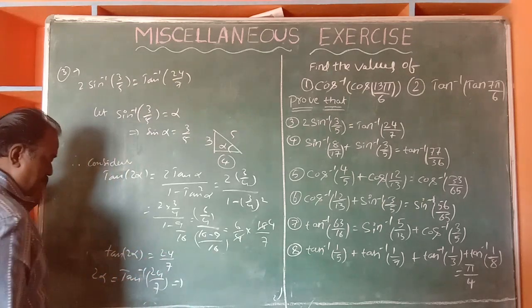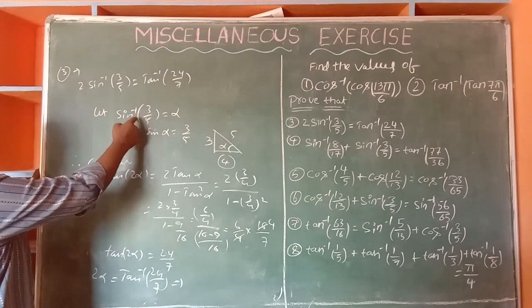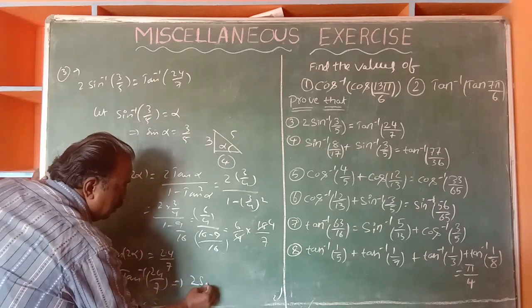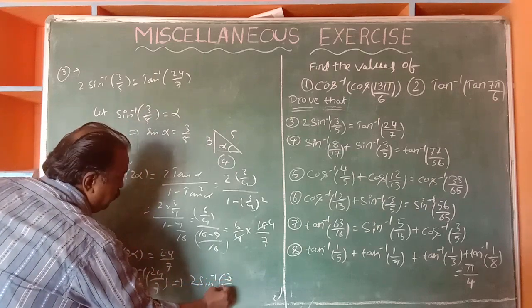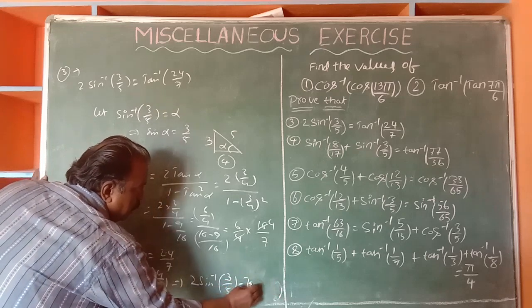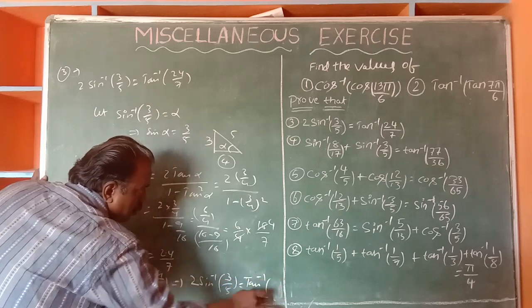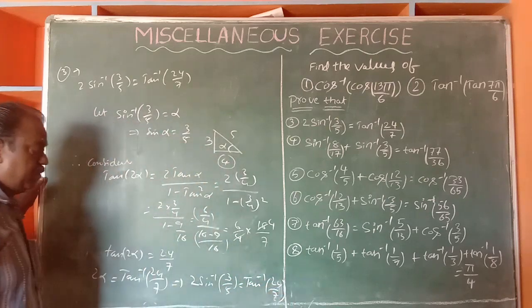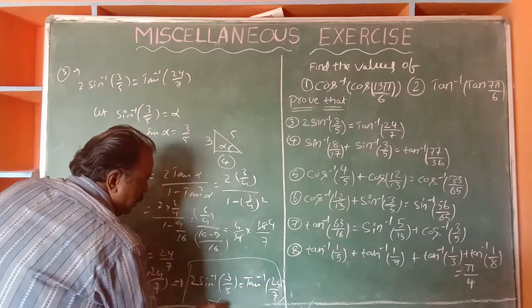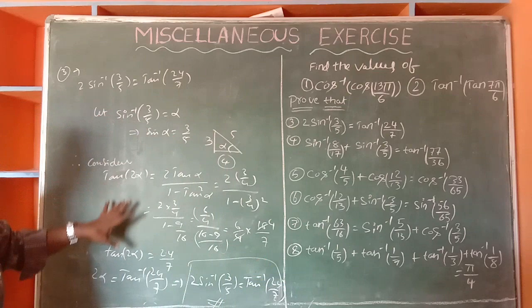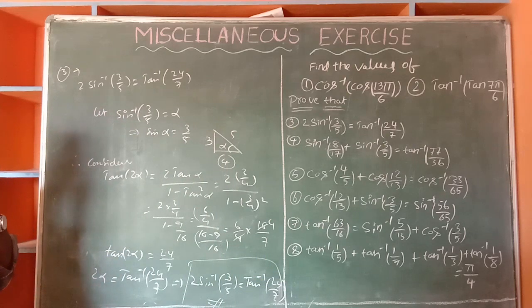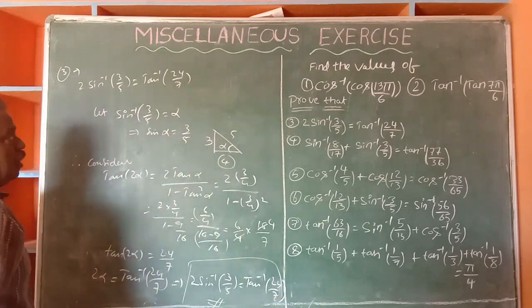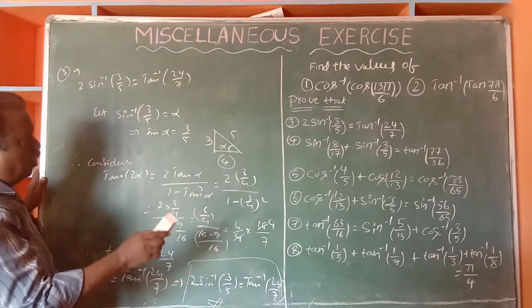Very clearly, what is alpha? Alpha is sine inverse 3 by 5. So 2 sine inverse 3 by 5 is nothing but tan inverse 24 by 7. This is the method. Like this, we may prove. This is one method.